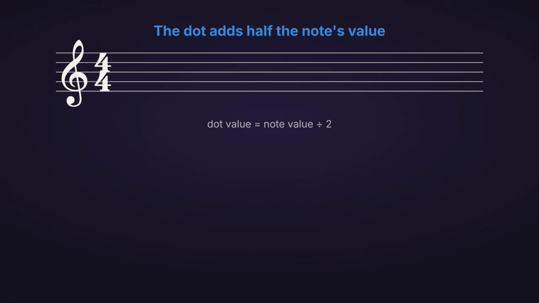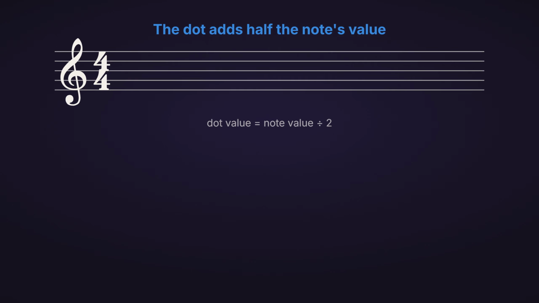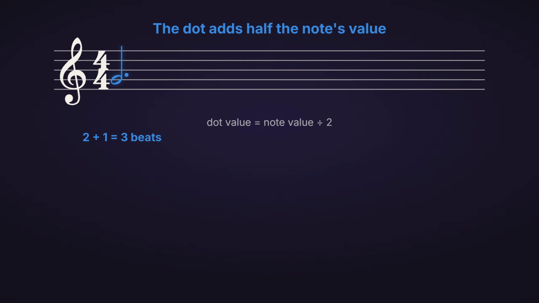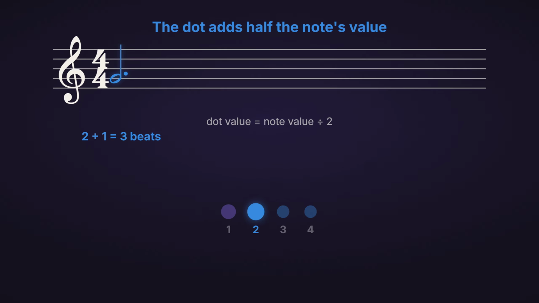Place a dot to the right of a note head and it adds exactly half of that note's value. Half note is 2 beats. Half of 2 is 1. Dotted half note, 2 plus 1 equals 3 beats. Count along with the click, 1, 2, 3. The note holds for every one of those 3 beats without a new attack.